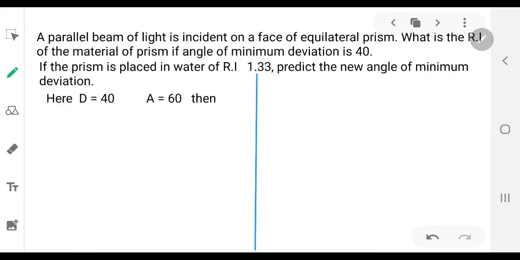The next question is the last question. A parallel beam of light is incident on a face of an equilateral prism. What is the refractive index of the material of the prism if the angle of deviation is 40 degree? So the D value they have given is 40, and the angle of the prism A is equal to 60.